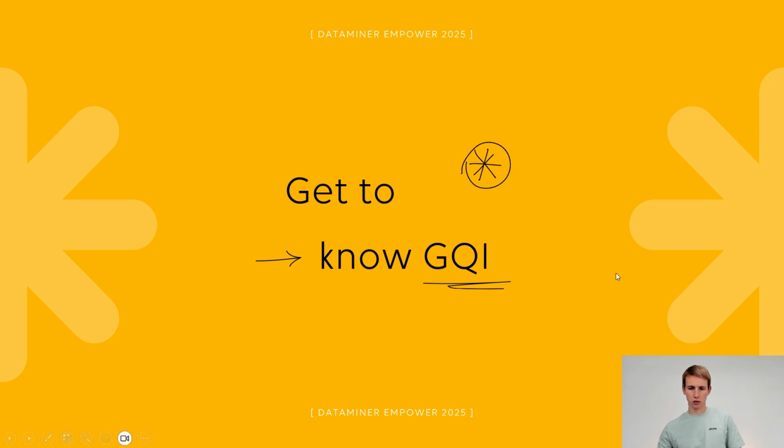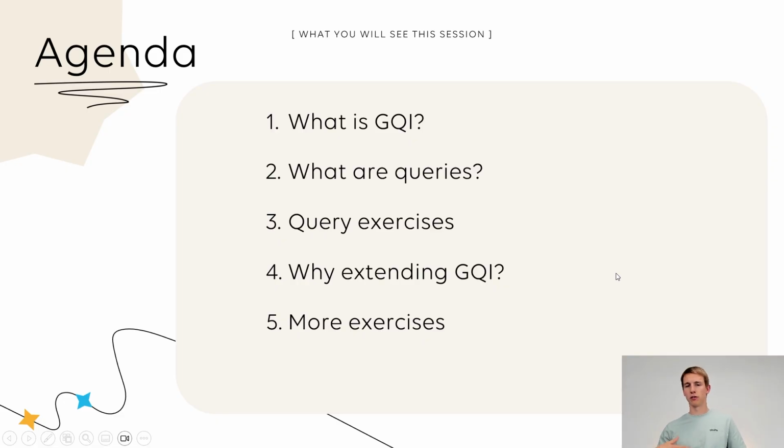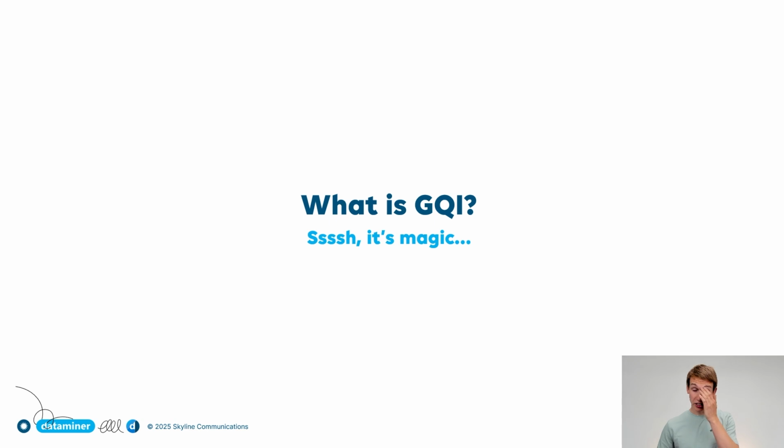So let's go to the agenda. We'll first look at what GQI is, then what queries are exactly, because GQI, Generic Query Interface, is based around queries. We'll do some exercises on those queries. We'll also see how we can apply them within dashboards and local dApps. Next to that, we'll also see how we can extend GQI, because there's a ton of possibilities to do more than the standard feature set that we deliver with GQI. We'll see what we can do there, and then we'll also try to do some exercises on that later on.